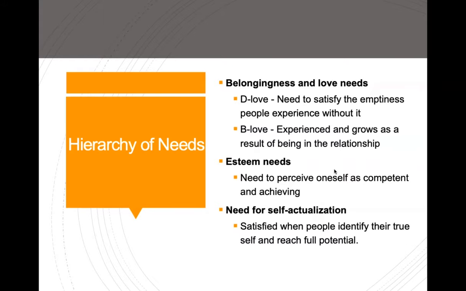In the hierarchy of needs, the third is belongingness and love needs. He differentiates something known as D love and B love. D love is the need to satisfy the emptiness people experience without it, and B love is experienced and grows as a result of being in the relationship. So D love is where you always want it, and you're satisfied when someone fills that space. But B love is when you're actually in the state of love.